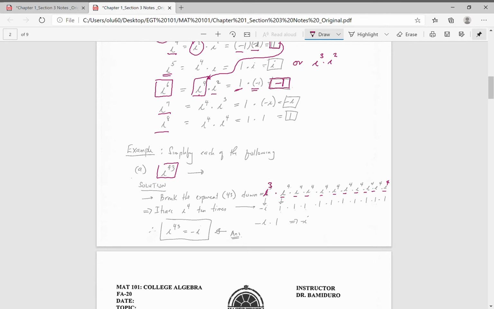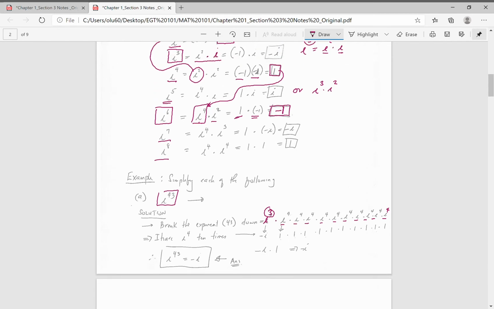Okay? So i to the 4, 10 times, will give us 40, right? Because we can actually add exponents. So 4 plus 4 plus 4 plus 4, 10 times, of course, will give us 40. Then plus the 3 here gives us 43. So we already know what i to the 4 is, right?